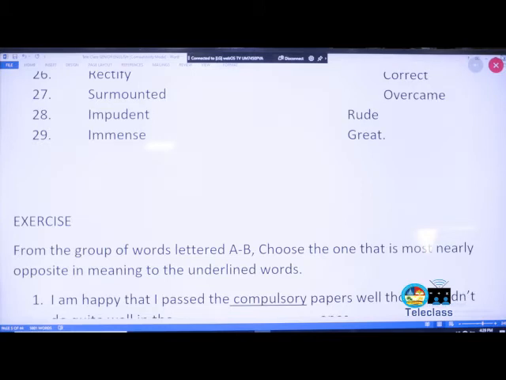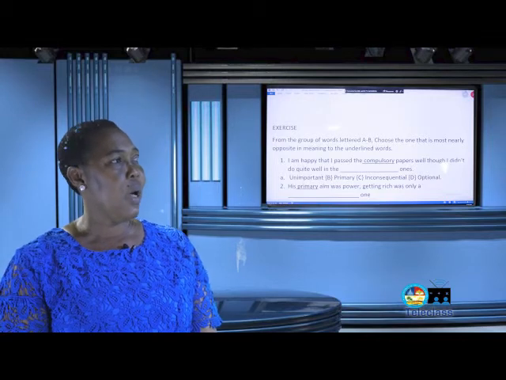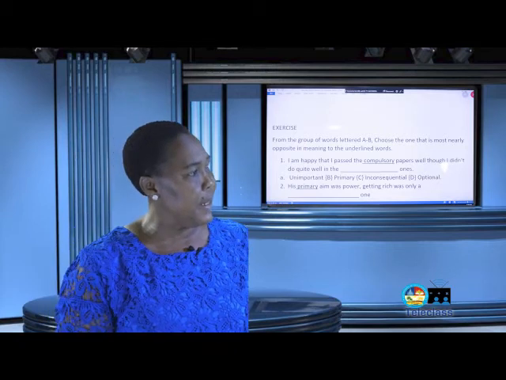So the first example says, I am happy that I passed the compulsory papers well, though I didn't do quite well in the dash ones. So the question now is, what is the opposite of compulsory? We have some options there. The first one is unimportant. B, primary. C, inconsequential. D, optional. So since compulsory is something that is a must, the answer becomes optional, which is D.